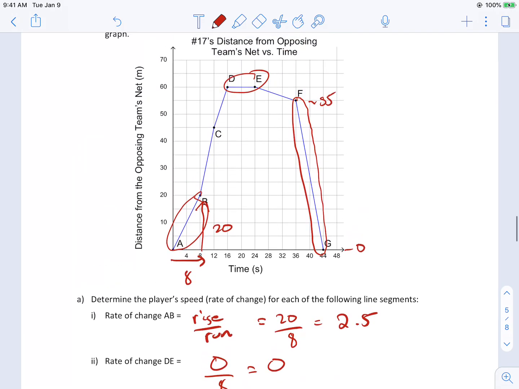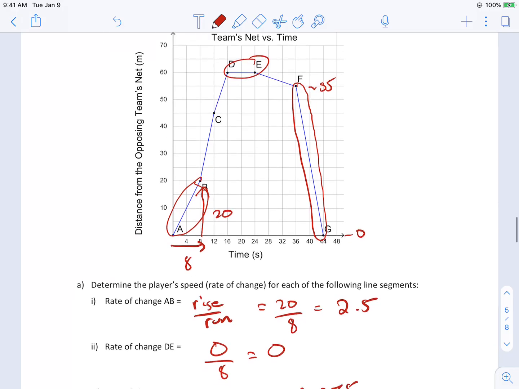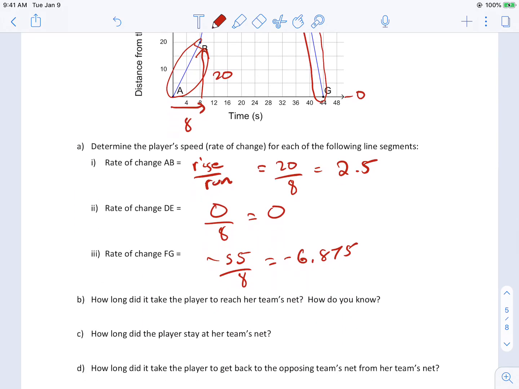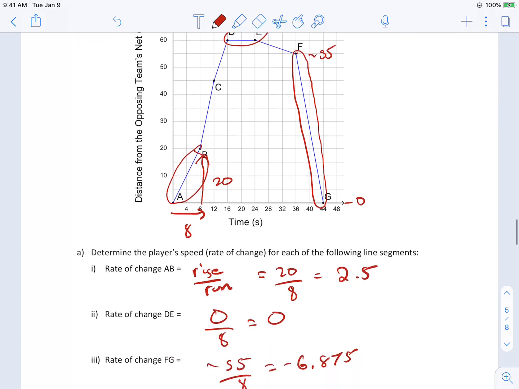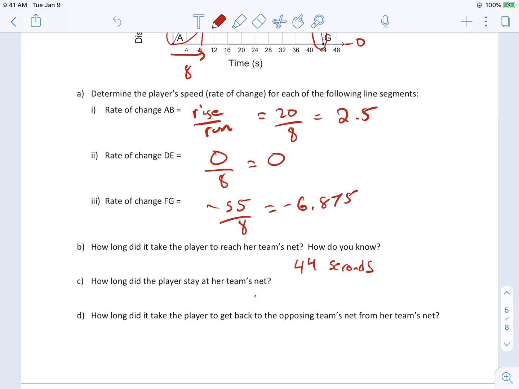How long did it take them to reach their team's net? So look at the entire graph. It looks like it took us 44 seconds. And then it says, how long did we stay at our own net? Well, that's our little flat spot up there from D to E, so that would be 8 seconds.